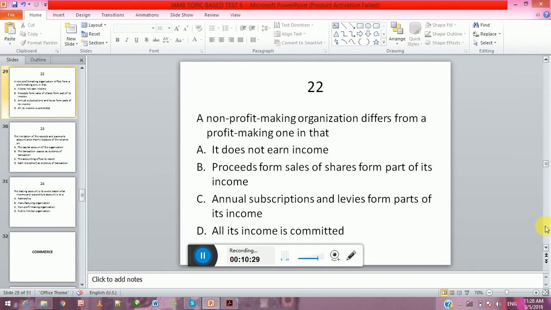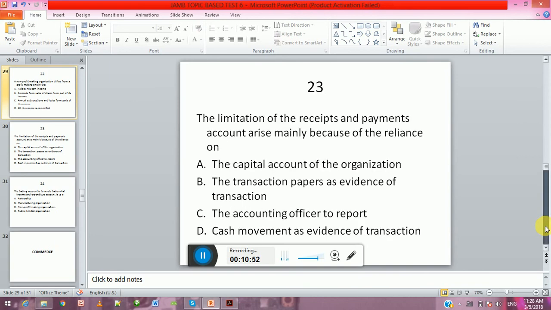Accounting. A non-profit making organization differs from a profit-making one in that it does not earn income. Proceeds from sales of shares form part of its income. Annual subscription and levies form part of its income. All income is committed.